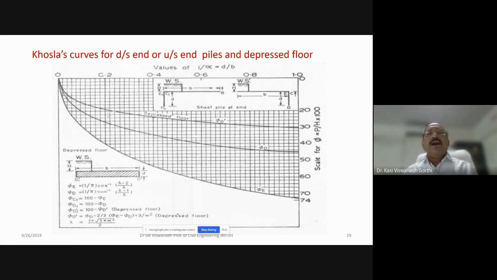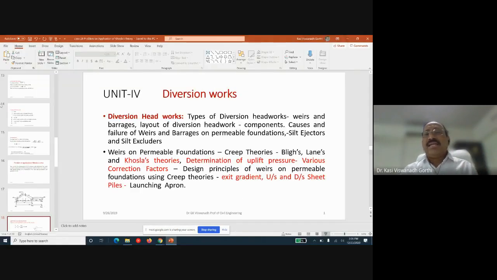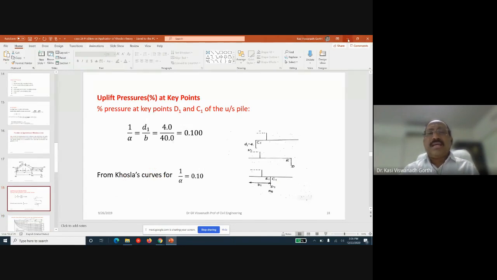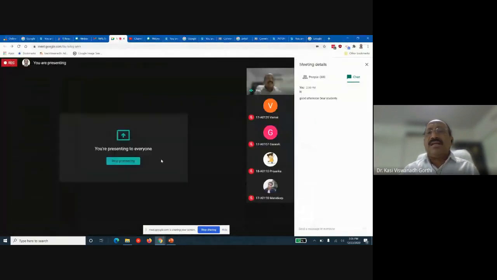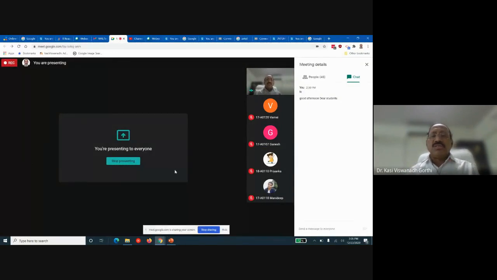Only thing is all equations have been presented in the form of the curves here, and these are called the Khosla's curves. So in this lecture, I attempted to give you a clear understanding of how to work out a problem on application of the Khosla's theory.